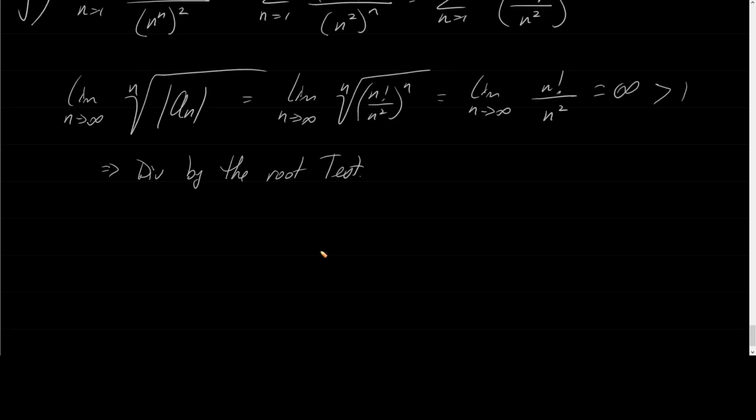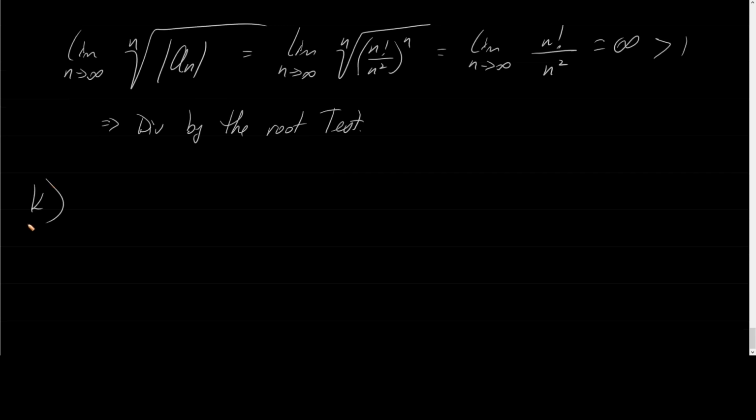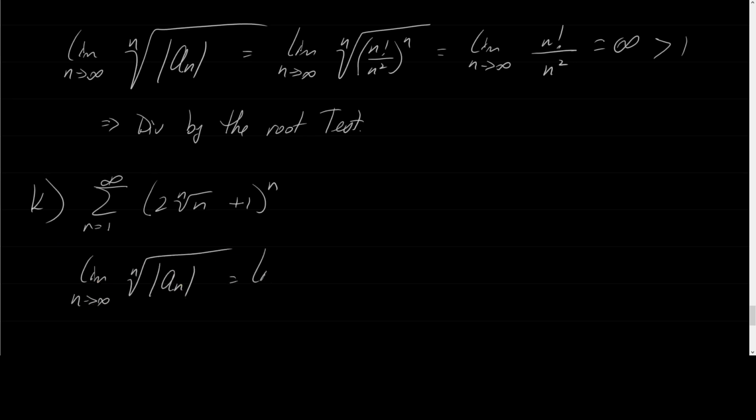Next one, so that was J. Okay, let's say we have a series of 2 times the nth root of n plus 1, all of this to the n. Now we're going from 1 to infinity, right? All right, so let's do this. We have the limit as n goes to infinity of the nth root of the absolute value of a sub n. In this case, that means the limit as n goes to infinity of something raised to the 1 over n, and that something is this piece, 2 times the nth root of n plus 1 to the n.